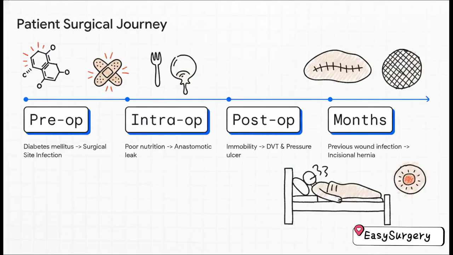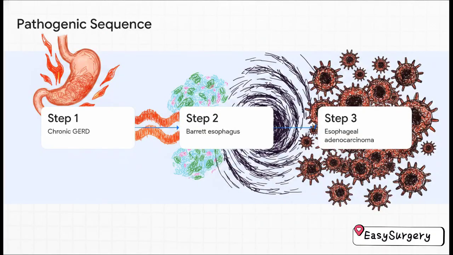By day 3, post-op, bed rest and immobility lead directly to DVTs and pressure ulcers. And months later, a previous wound infection is the glaring risk factor for an incisional hernia. The history always tells you the future. Okay, let's walk through this classic pathogenic sequence. This is a direct, step-by-step disease progression that you just have to know cold.